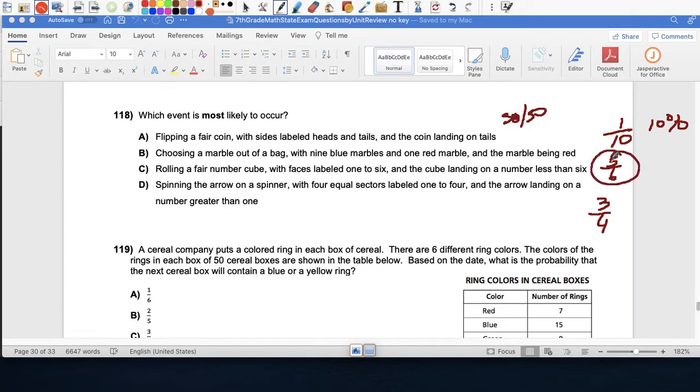Which is greater, 5 over 6 or 3 over 4? Definitely 5 over 6, right? Because 5 over 6 is about 83%. So C would have been the correct answer.